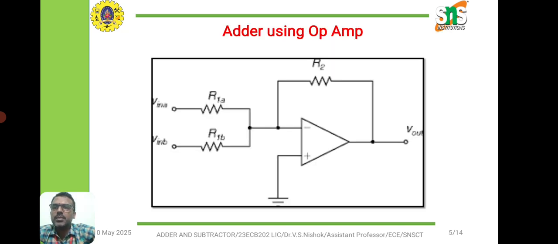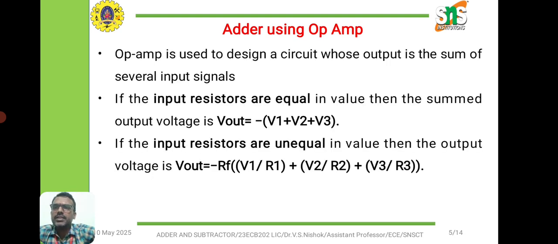Coming to the summing amplifier, which is named here as the adder using an operational amplifier, we are connecting two input voltage signals to the inverting terminal of the operational amplifier, and the non-inverting terminal is grounded, with a feedback resistor R2. With this combination, we achieve addition. The op amp is used to design a circuit whose output is the sum of several input signals. In this diagram we have seen 2, but n number of input signals can be given, and we can add the voltages.